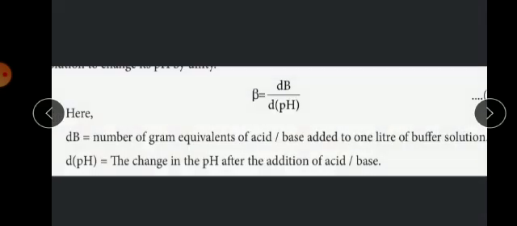Let us see the formula of buffer index. Beta is equal to dB divided by d pH. Here dB is the number of gram equivalents of acid or base added to 1 liter of buffer solution, and d pH is the change in the pH after the addition of acid or base. This is known as buffer capacity as well as buffer index. This is a very important question.